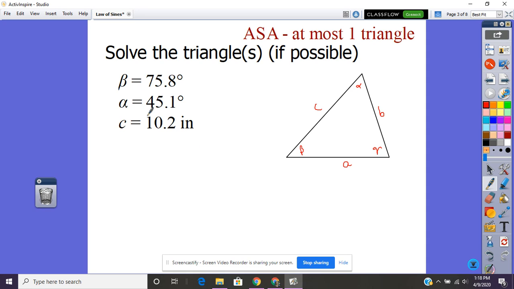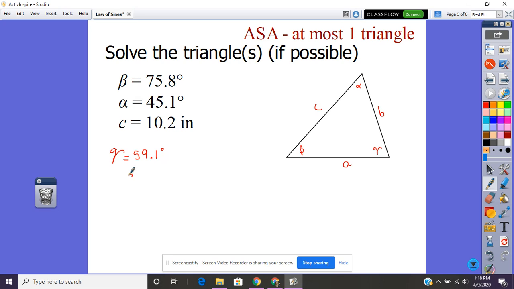If I am given two angles, I can easily find the third angle. Because remember, all of our triangle angles add up to be 180 degrees. So all I would need to do is add together that 75.8 and that 45.1, and then subtract that from 180 to get that missing angle, which in this case would be 59.1 degrees. So I've got all three angles now.